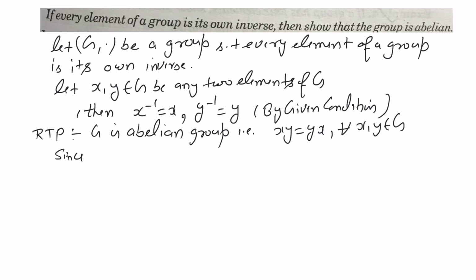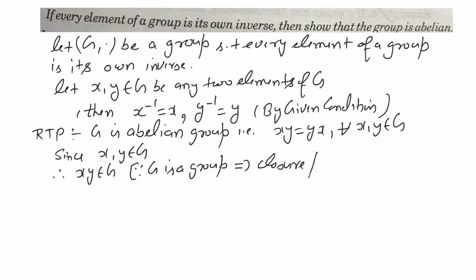Since x, y belong to G, therefore their product will also belong to G, because G is a group. G is a group implies the closure property is satisfied. Closure property is satisfied means the product of two elements is again in G. This, and also using the given condition, that for every element of G, since xy belongs to G, its inverse is equal to this much.